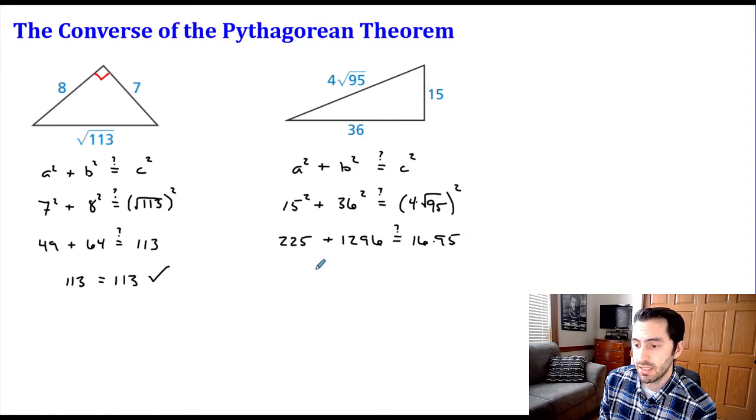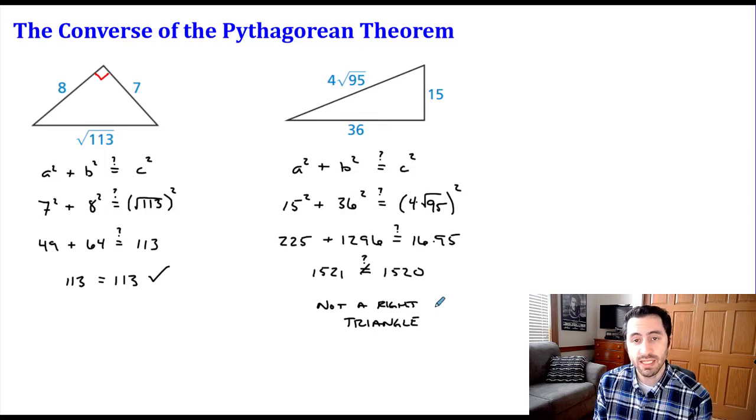Okay, on the left-hand side, adding these two together, we end up with 1,521. And then on the right-hand side, 16 times 95 is equal to 1,520. So really close, but the two sides of my equation are not equal to each other. So the converse of the Pythagorean theorem doesn't work. So our triangle here is not a right triangle.